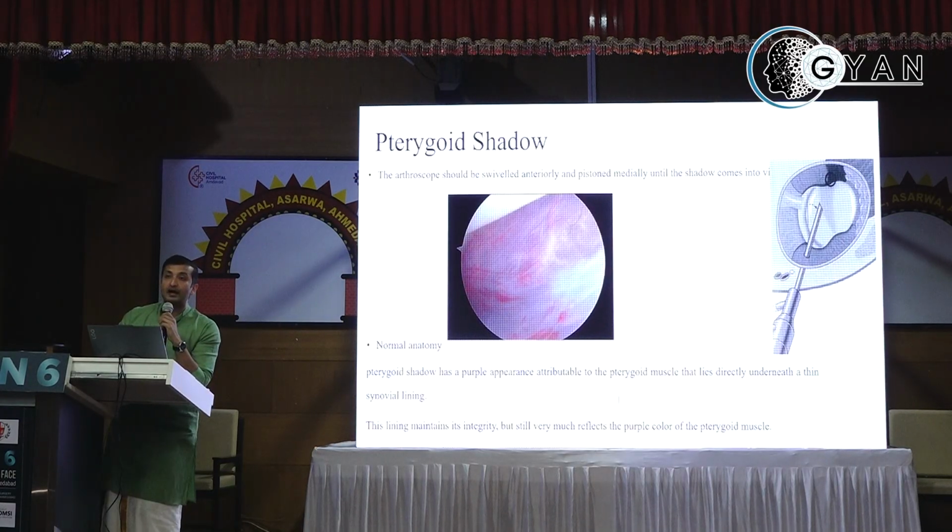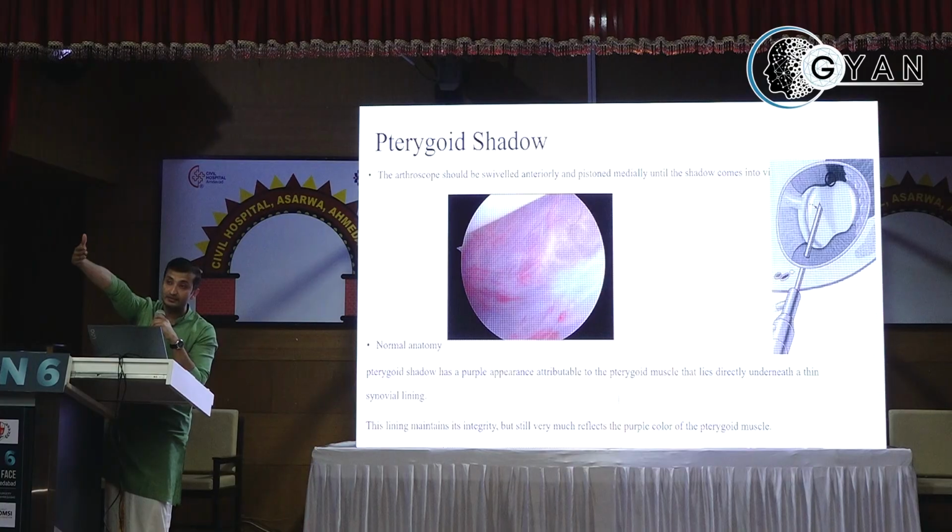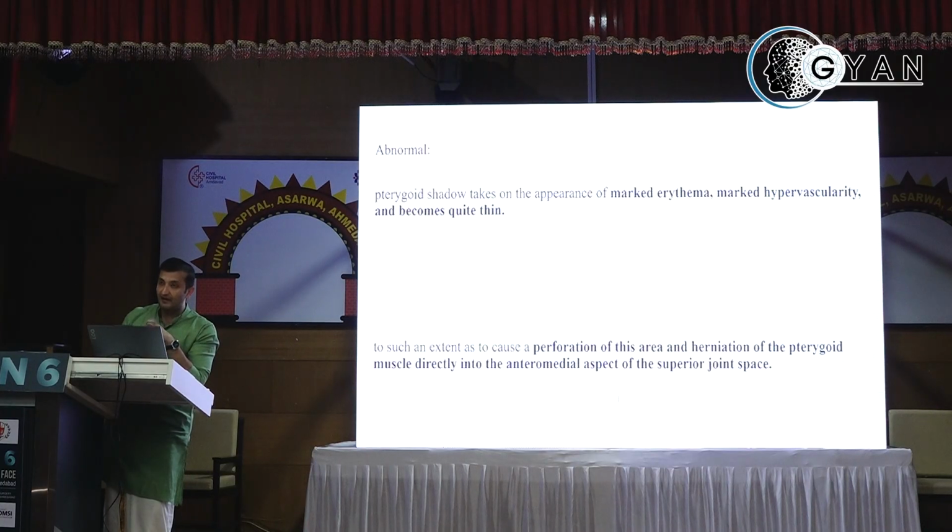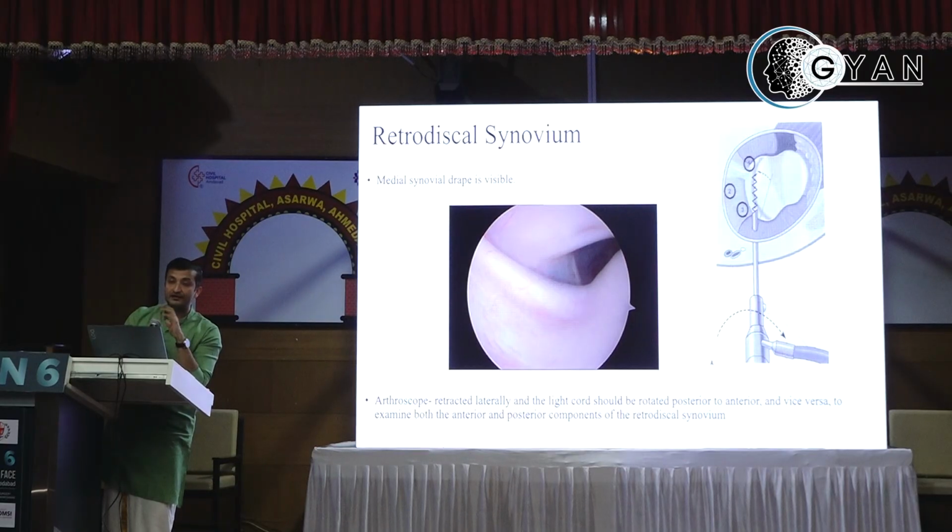Then the pterygoid shadow. As you go medially, you see the medial synovial drape, and then when you look anteriorly is the pterygoid shadow. Pterygoid shadow is basically where you see the pterygoid muscles on the other side, that is medial to the medial synovial drape. Okay, so you may have perforation. The joint is bad. What can happen is the medial synovial wall can have a small rent, and then you can see the pterygoid muscles further. So what can happen is extravasation of the fluid into the medial part of the medial synovial drape.